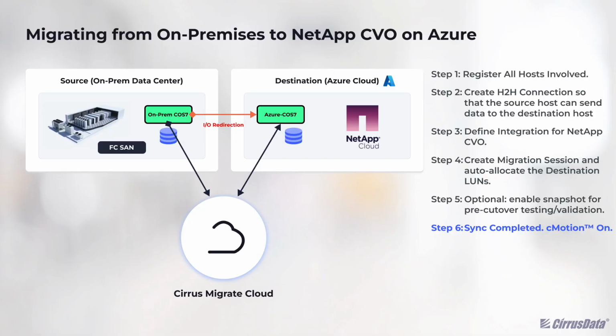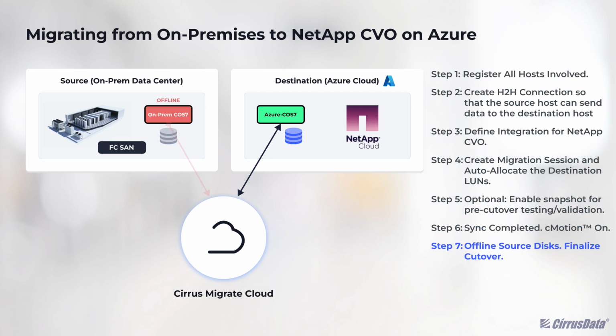After we've used cMotion to move the I/Os to the NetApp CVO on Azure, we are going to complete the final cutover. The action to finalize cutover is to prompt the user to bring the source host application offline and to unmount or bring offline the source disk. Once that's detected, the user is recommended to bring the destination disk online and then to bring the application online for production. This will then complete the migration project.